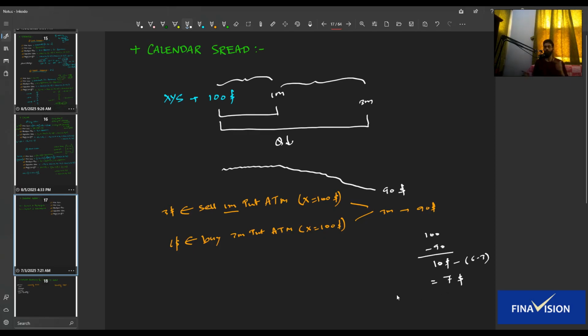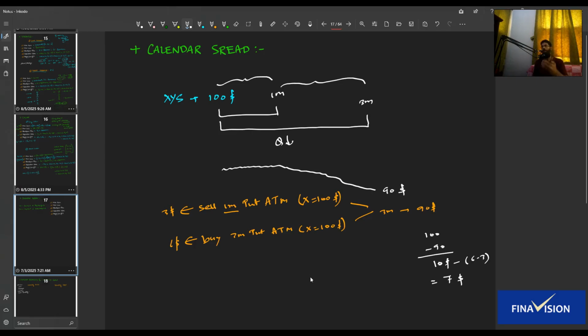So a long calendar spread does not mean, let me rewind once again, a long calendar spread does not mean you are only buying a call option. It can also entail buying a put option. The only thing is, you are selling the short term and you are buying the long term.